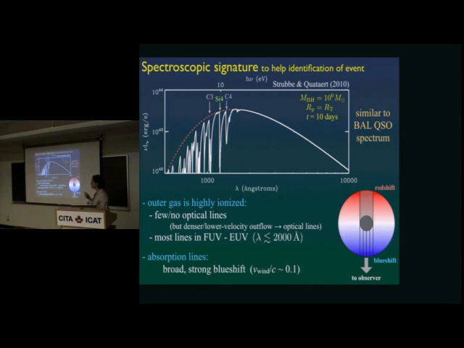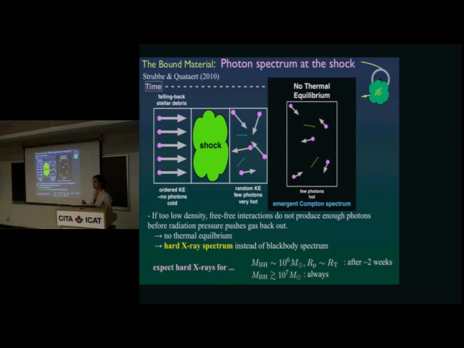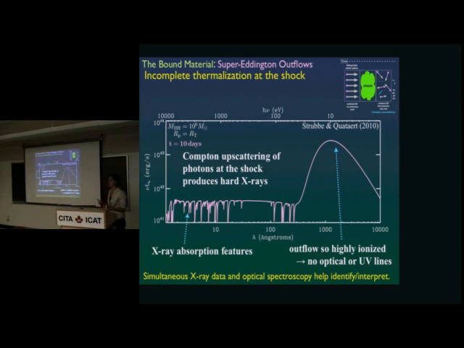Now, so far I've been focusing on the black body emission at times when the shock is able to thermalize. But as I mentioned a few moments ago, if the density is too low at later times or for higher mass black holes, then the shock is not able to thermalize, and instead you have a Compton upscattered spectrum with hard X-rays. So if there are hard X-rays around, that dramatically changes what the spectral lines will be. So here is a result for incomplete thermalization at the shock, where we have a black body spectrum with an X-ray power law that reaches out to 100 keV in addition.